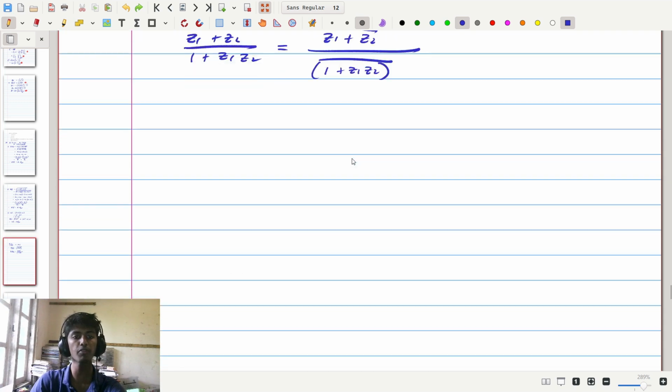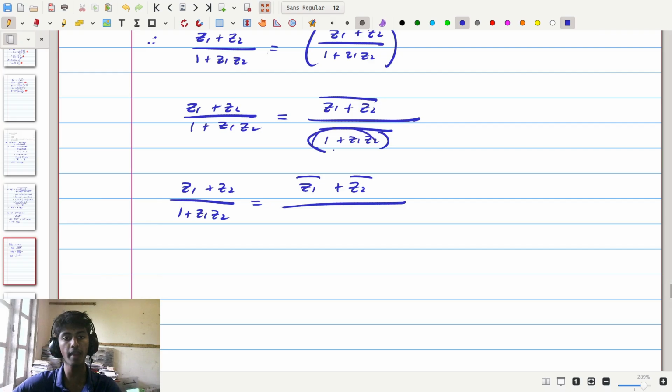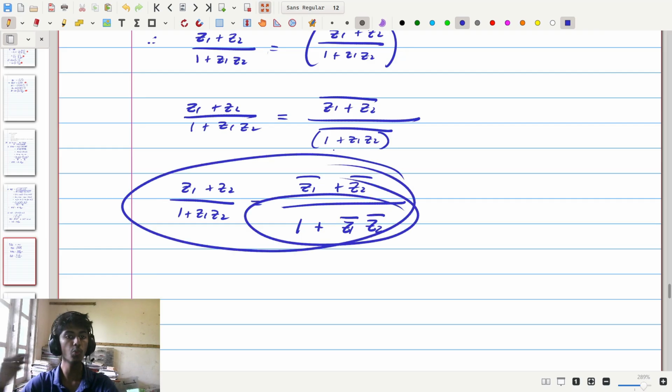Therefore, if we simplify one more time, we can see we're going to get z1 plus z2 divided by 1 plus z1 z2 being equal to z1 conjugate plus z2 conjugate divided by, if I expand the conjugate into this thing here, 1 plus z1 conjugate times z2 conjugate. And this is what we get when we apply the three rules that we had so far.